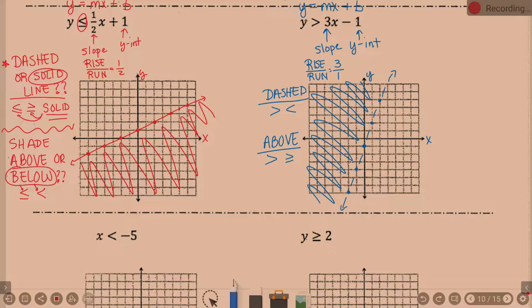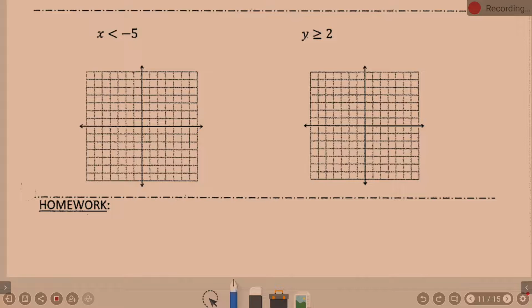Okay, the basics are coming back to us then. We've got 2 down below. They're kind of a special case. We just have to remember how to graph these lines. On these bottom 2, the first one is x only. The second one is y only.